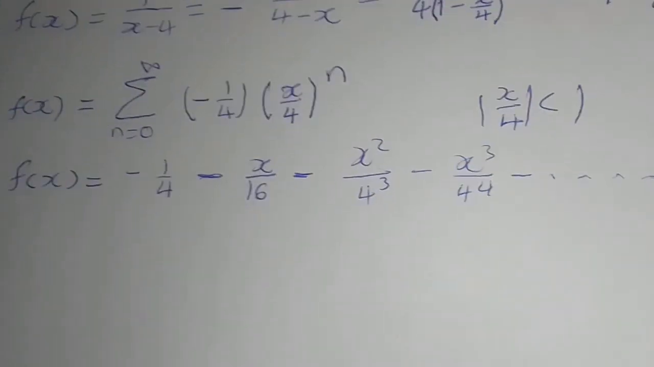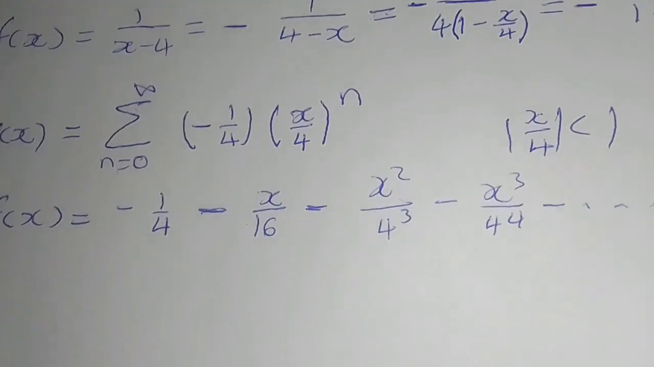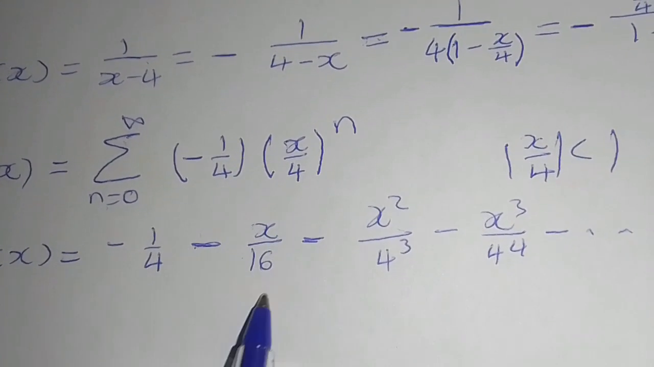And now notice something here. If you take the first derivative and you evaluate it at 0, that's going to be minus 1 over 16. And why is that?